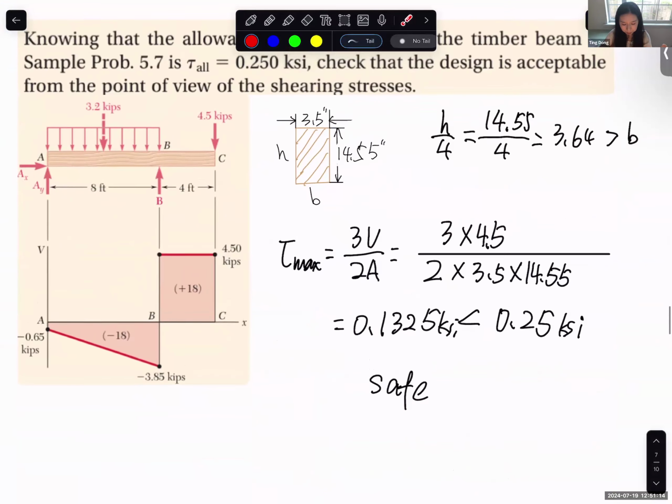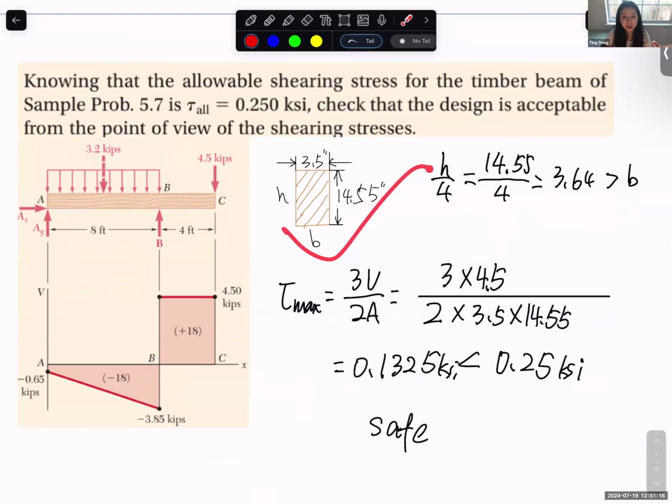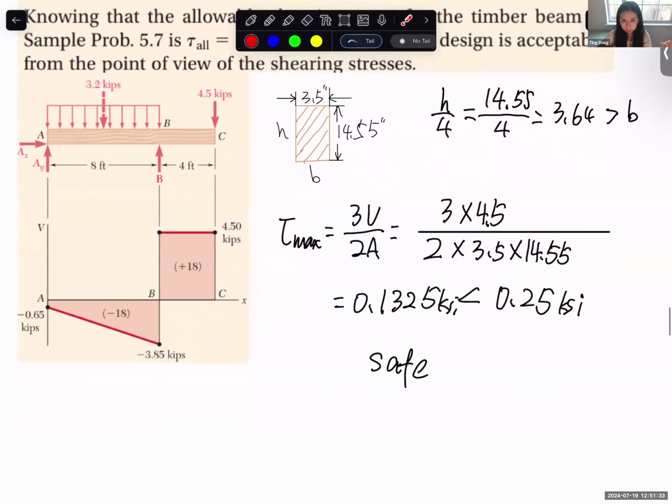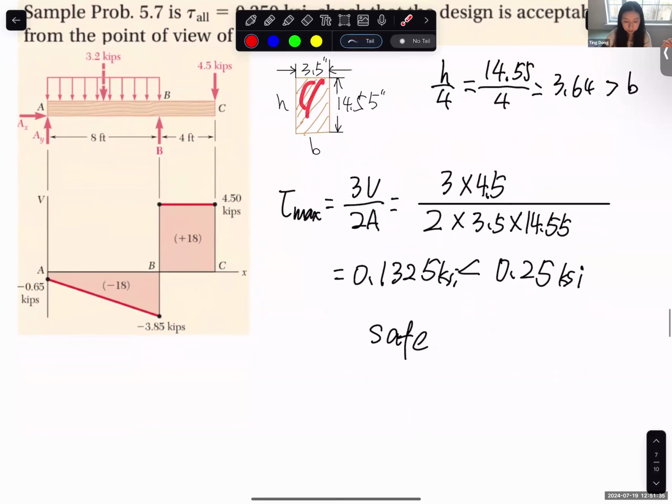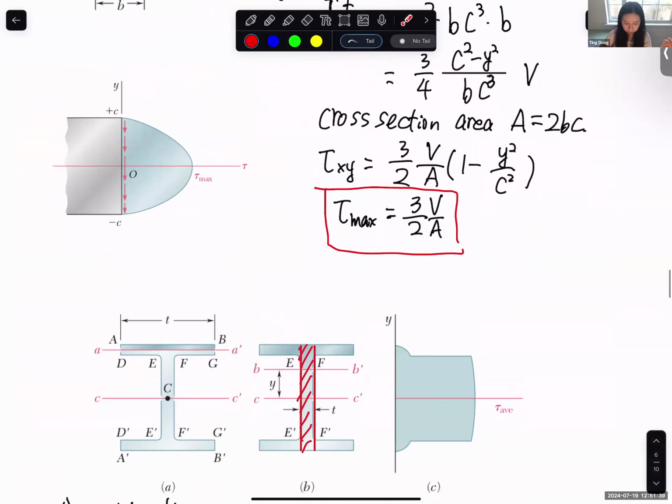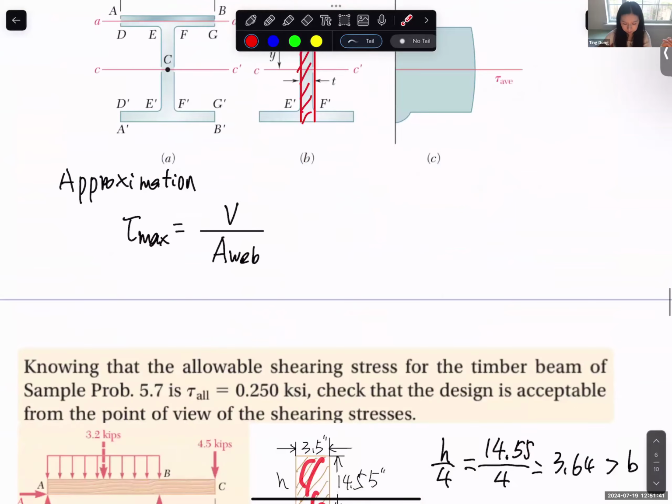And for the example here, the first is a narrow rectangular cross-section, and the shear force diagram is given here. So basically the thing you need to figure out is the maximum magnitude of the shear force. Here it is 4.5. And for the area, the cross-section is given, right? So we use the equation directly.